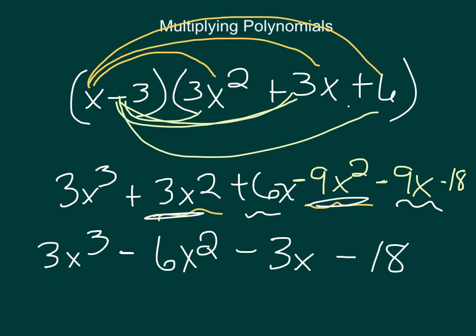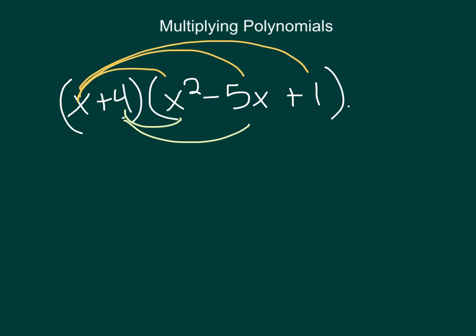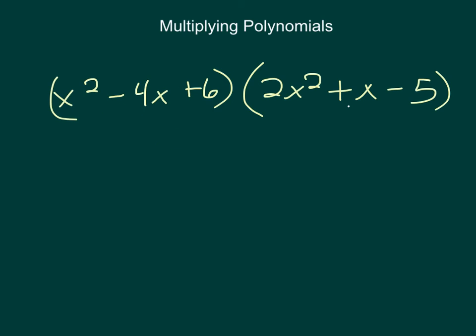Why don't you try one? Let's go ahead and do the distribution for this one. Make sure you distribute the first term to all 3, and the second term to all 3. And then go ahead and finish working that one out.